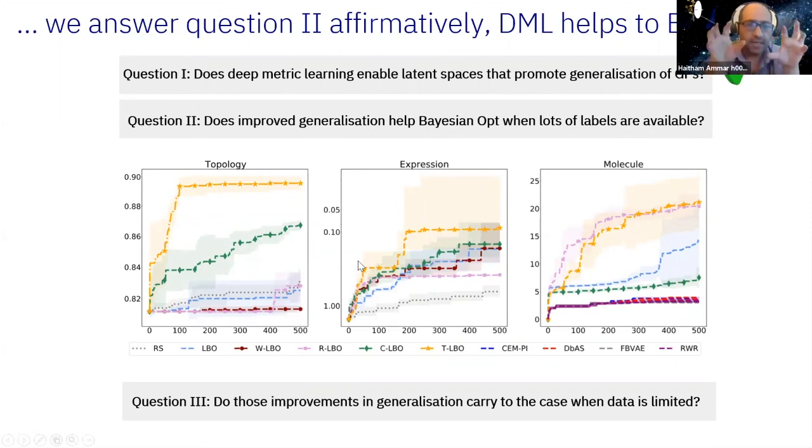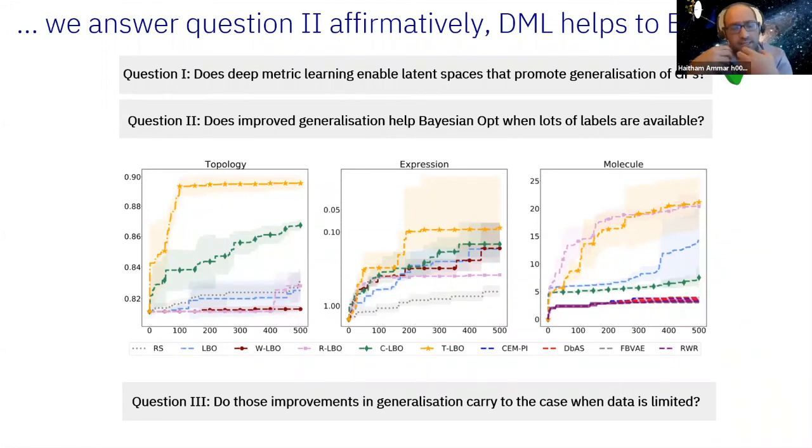And we have some baselines that we compare against. Now, the most important, for me, the most important baseline was random search, because a lot of algorithms claim they are better than random search, but they're not. So that's why we included random search. Now, LBO is latent space BO without metric learning. Now, WLBO is input warping with latent space BO.